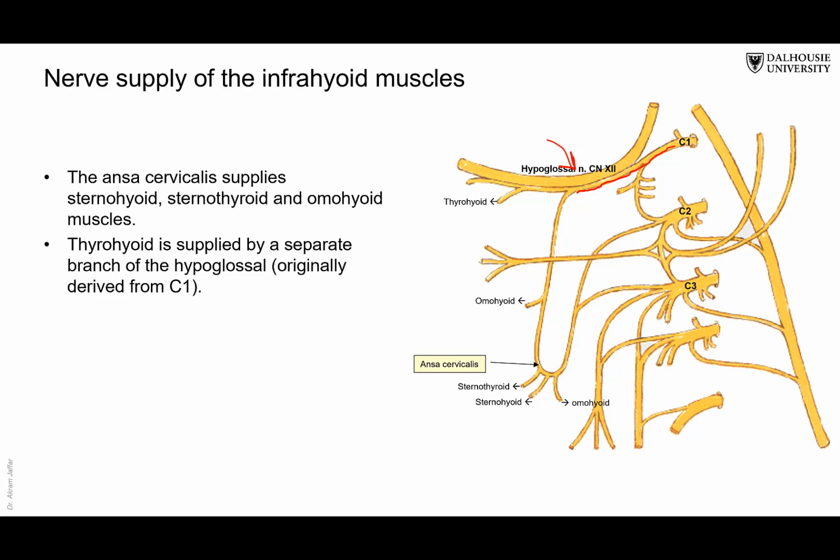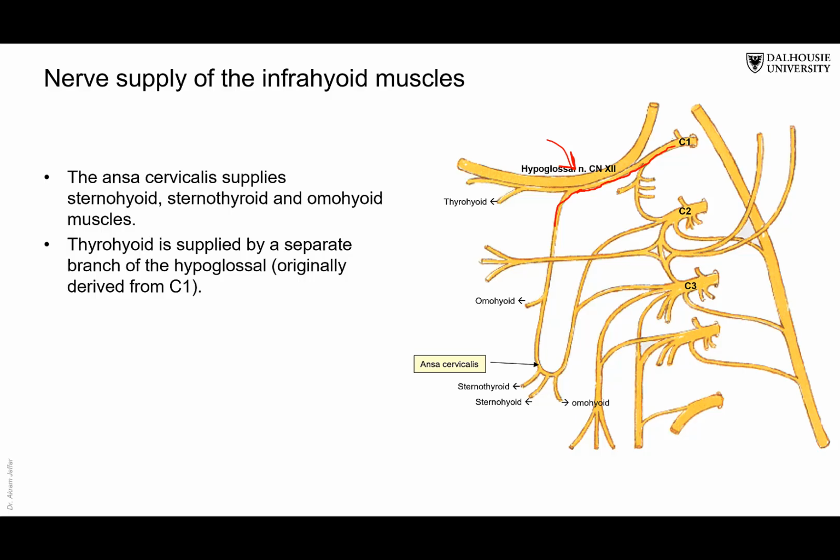And so fibers from C1 will be given to the hypoglossal nerve. They will be carried by the hypoglossal nerve for a short distance and then leave it, as you can see them here. So they are not fibers of the hypoglossal nerve. The term that is used in most anatomy textbooks is that they hitchhike with the hypoglossal nerve. They don't belong to it, but they are carried by it for a short distance, and then they will leave the hypoglossal nerve.